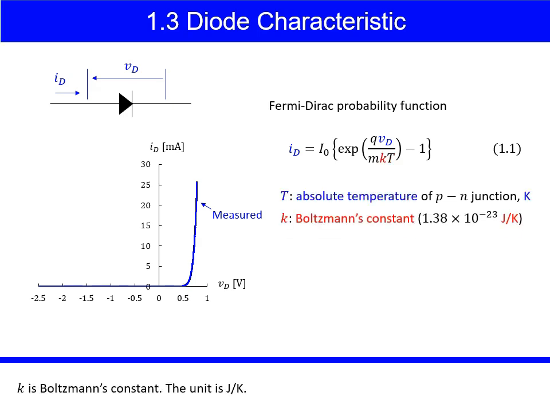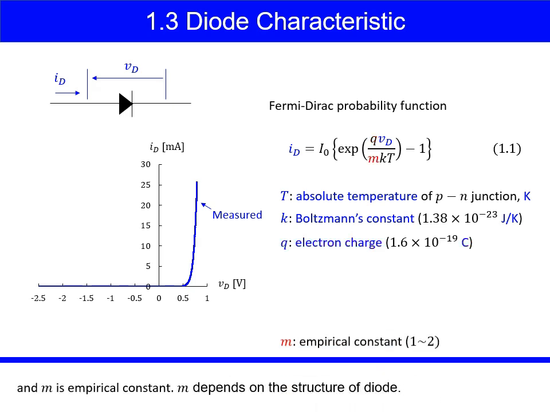K is Boltzmann's constant. The unit is joule per Kelvin. Q is electron charge. The unit is coulomb. And M is empirical constant. M depends on the structure of diode.